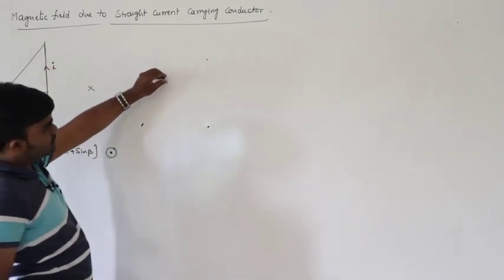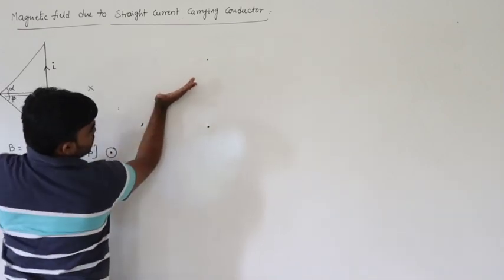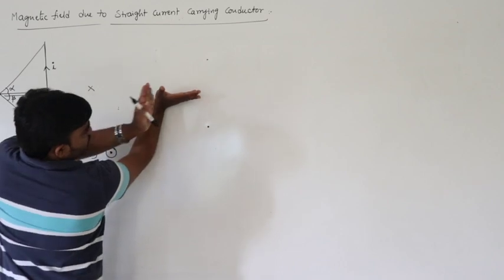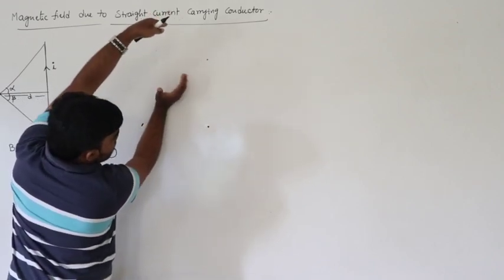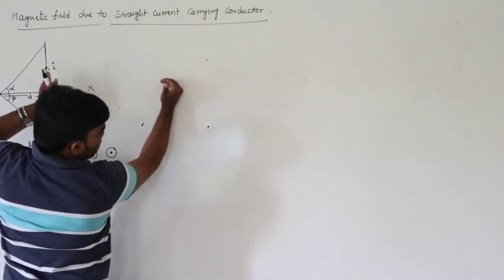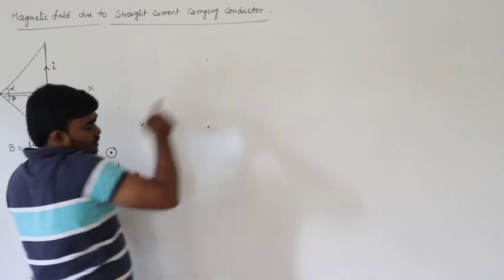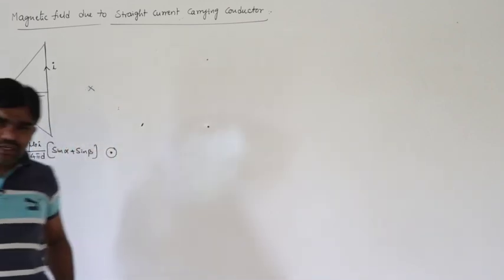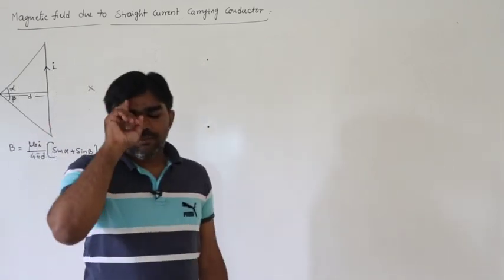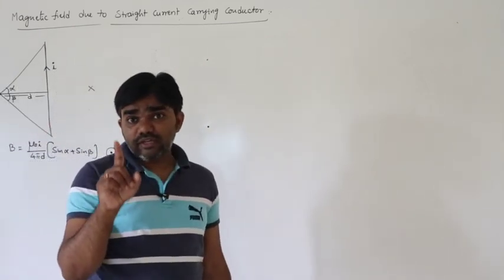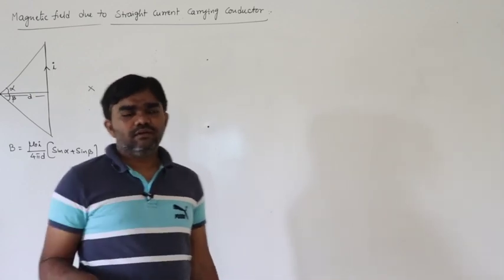So for example, this is a straight current carrying conductor, and stretch your thumb indicating the current. On the right side of the conductor, what is the direction of the magnetic field? Upwards. Above the conductor, the direction of the magnetic field is like this. On the left hand side, downwards. So continuously the direction of the magnetic field changes around the straight current carrying conductor. Remember that the direction of the magnetic field must not be the same. It changes from side to side. So like this.